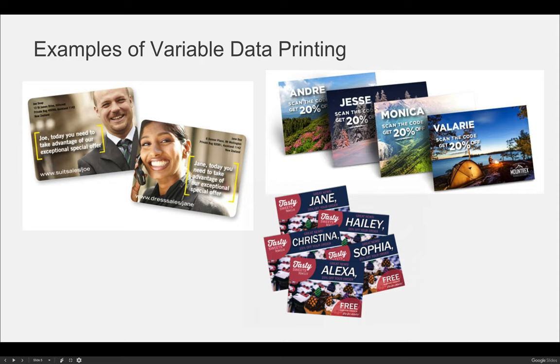So they can change the name of the person, they could even change the discount, they can change the wording of the discount that says you get 20% or 30% or 15% off. And by changing that data, they can also change the code that's on the back of the postcard that you can't see. So if you get a postcard that has 20% off, when you scan the code, it's a 20% off code. And then they also change the image. So you can variable data the images.